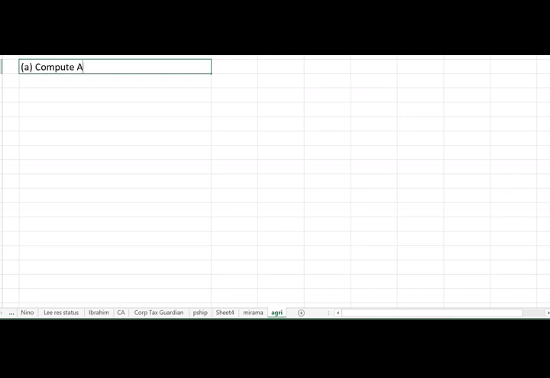Okay, going down to the first part of the requirement. Now, they ask us to calculate the agriculture allowances up to 2018. Alright? Now, this is really straightforward. So, part A, compute agriculture allowances. Now, let me tell you what to do, okay? Look at the requirement again.